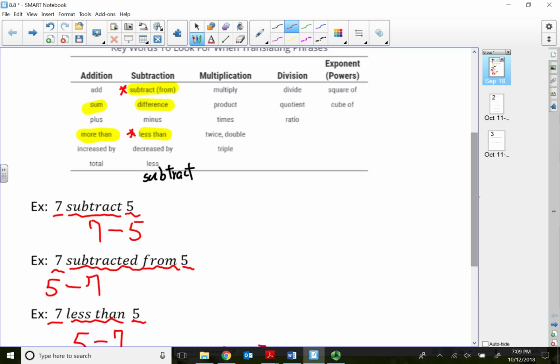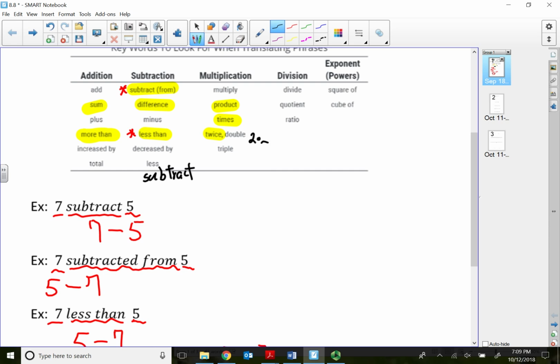When it comes to translating multiplication, the word product is very often used. The word product is like the words difference and sum. It has two meanings. It means multiplication sign, and it also means the answer we get after we multiply. Believe it or not, we use the word times a lot. Whenever we see the words twice or double, those mean 2 times something. Put the 2 in the front.